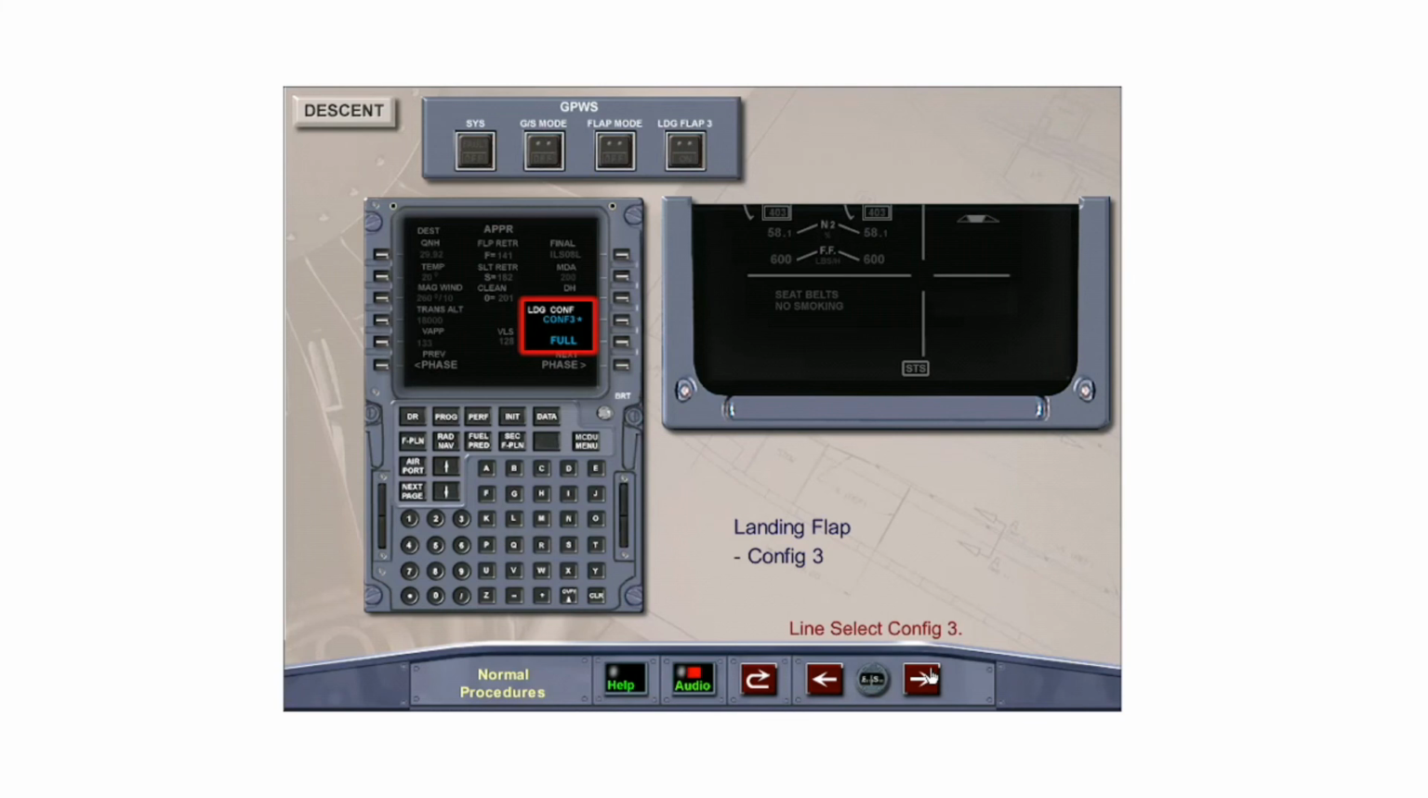FMGC computed speeds default to flaps full. If a landing in config 3 is desired, line select config 3 on the MCDU performance approach page so that all FMGC computed speeds displayed are for the correct configuration. Line select config 3.